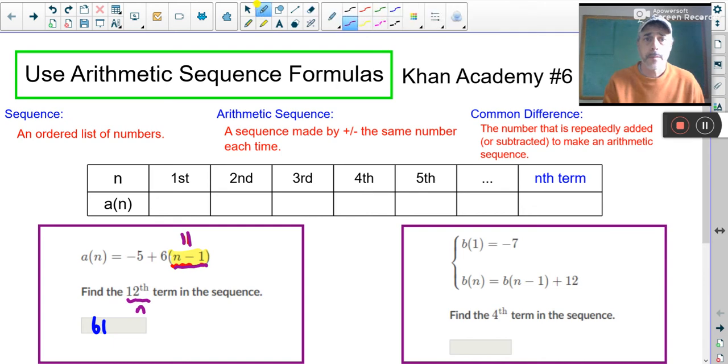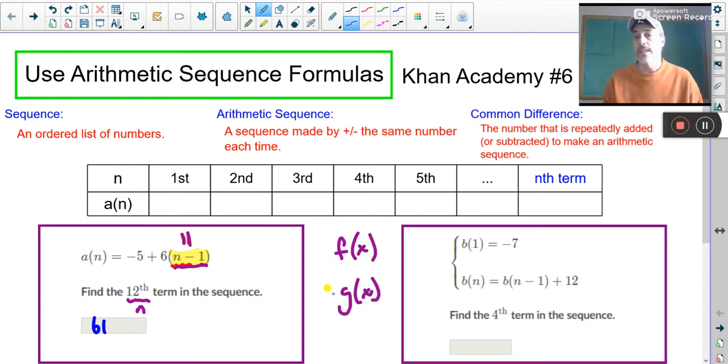Okay, so this says b of 1 equals -7. Now, they're changing our a to a b. It's just like changing our function f of x to g of x. They're just changing the letter of the sequence. Why? I don't know, because they want to be confusing. So this is the first term.